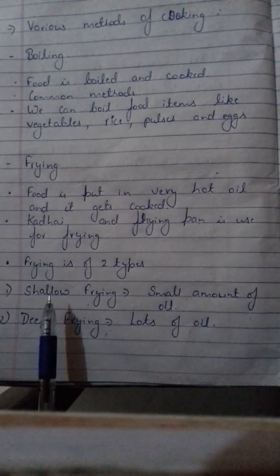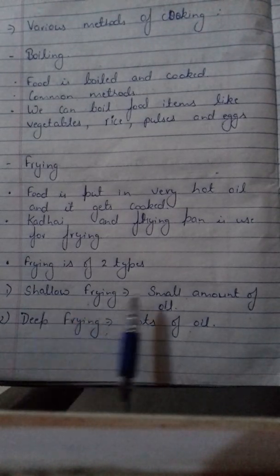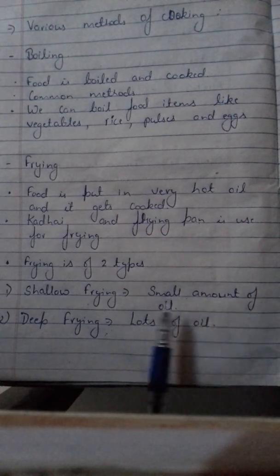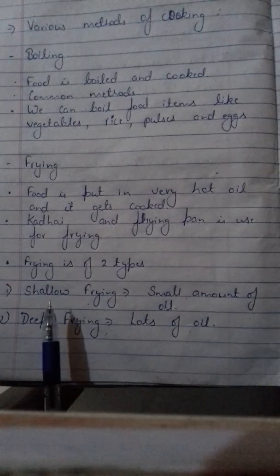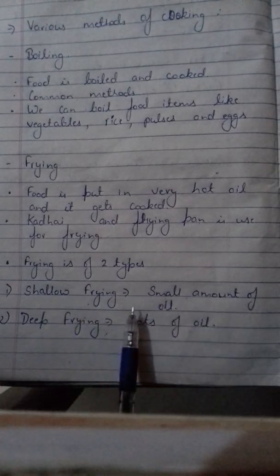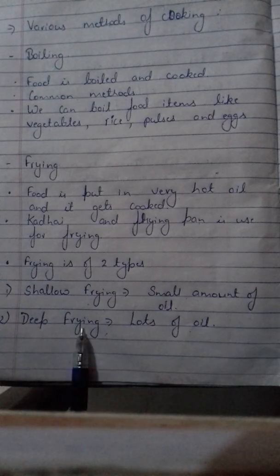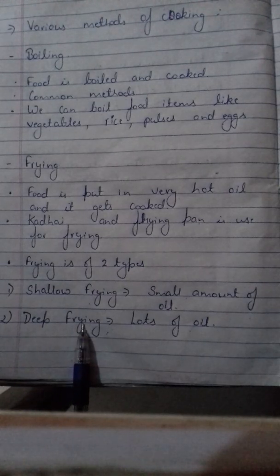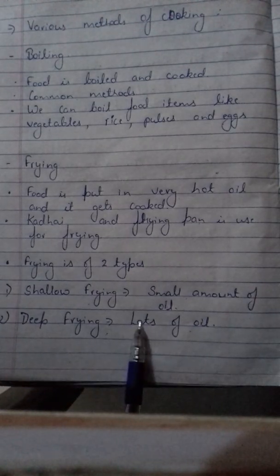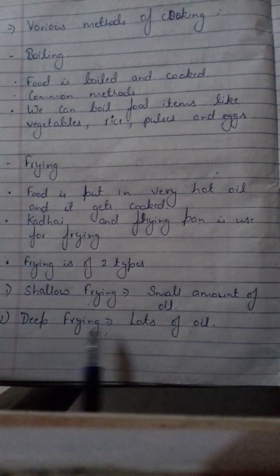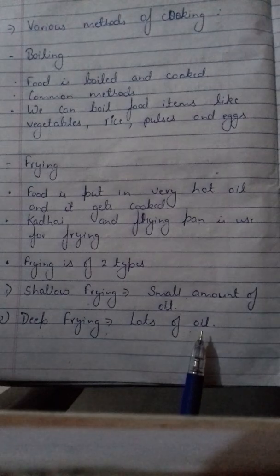What is shallow frying? In shallow frying, the food is cooked using a small amount of oil. Now, what is deep frying? In deep frying, the food is cooked in lots of oil. So, for cooking food in deep frying, lots of oil is required.